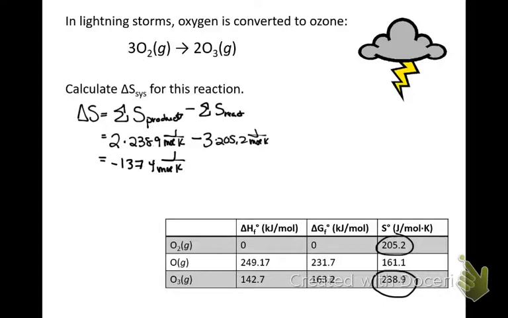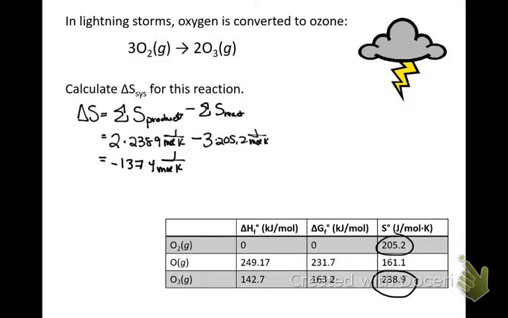Some things to notice here. First, the units on delta H and delta G are both kilojoules per mole. The units on delta S are joules per mole times Kelvin. So entropy values tend to be smaller than the enthalpy values. Also, the delta H for an element like O2 is 0, but that's not true for the entropy values. Entropy values for elements still have values.